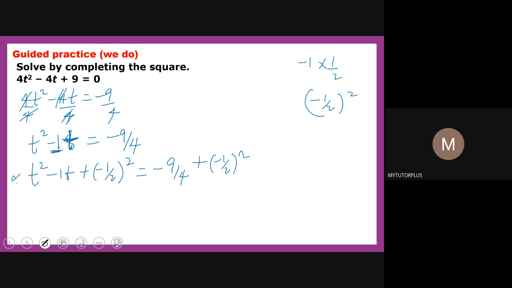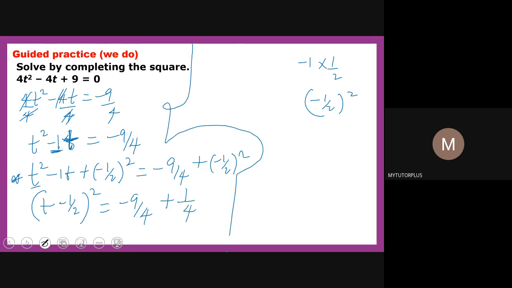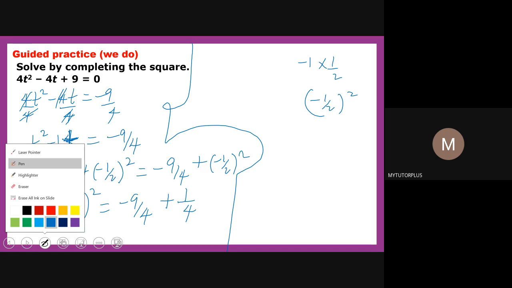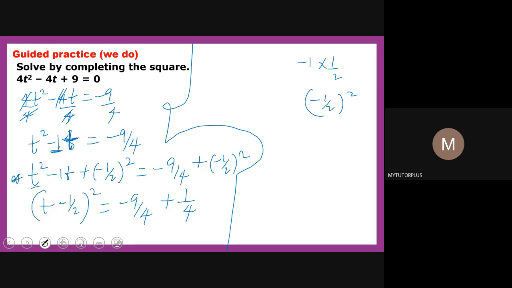Then express this line in perfect square form. That's going to be t, then I will pick what I'm having inside the bracket, which is going to be minus 1 over 2 all into bracket square. Everything equals to minus 9 over 4. Then we have plus 1 square. If you square a negative number, it gives you positive, that's going to be 1 divided by 4. So this is what I'm going to have here. Then from this one, we can simplify further.